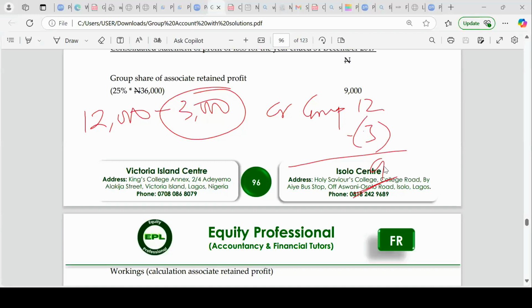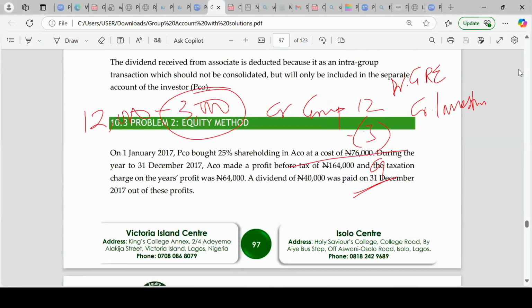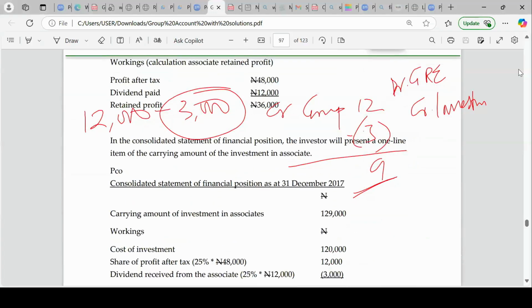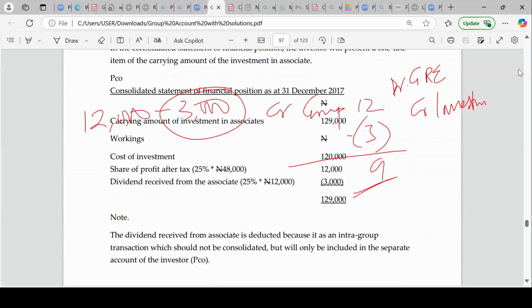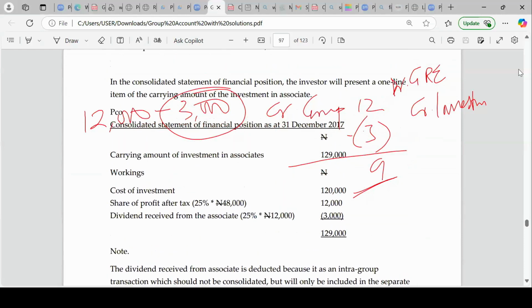Meaning the double entry for this 3,000 would have been that we reduced investment in associates, and now we are reducing group retained earnings. So debit group retained earnings, credit investment in associates, sorry. So we move forward from there. And then you come and look at what they have here as carrying amount of the investment, 129,000.